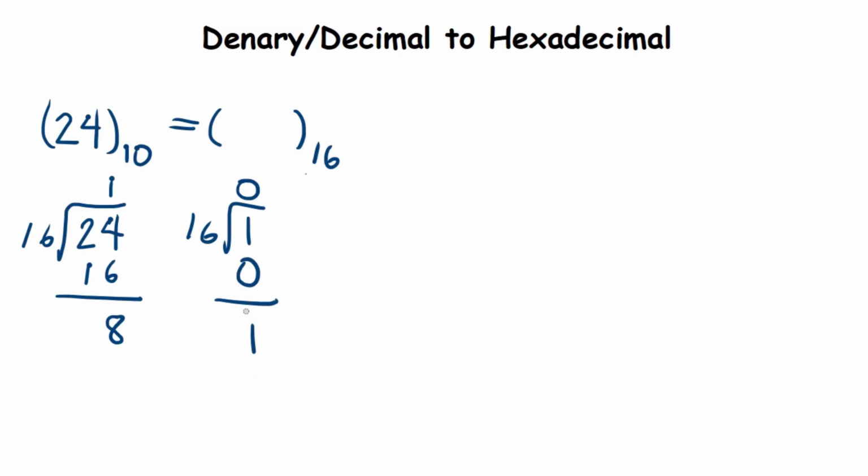So the remainder is 1. Okay, and then we will read these remainders from the last remainder to the first remainder this way. 24 denary or decimal number is equivalent to 18 in hexadecimal.